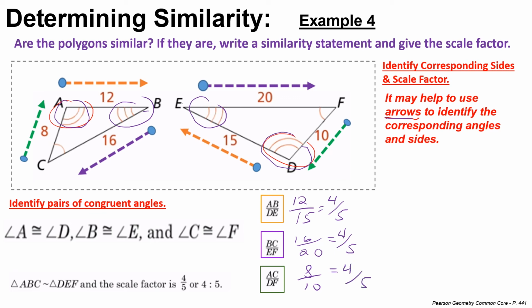Alright, so the scale factor is 4/5, so 4 to 5, as we can see right here. They all reduce to 4 over 5. And then our similarity statement right here: triangle ABC is similar to triangle DEF. Always make sure that you have the same angles and sides in the corresponding positions.